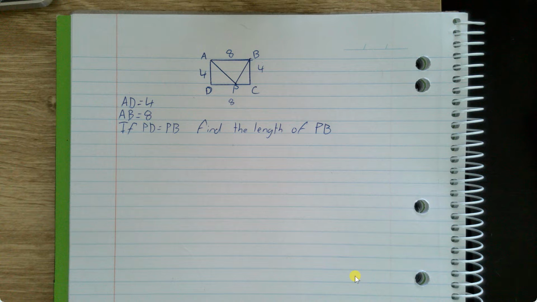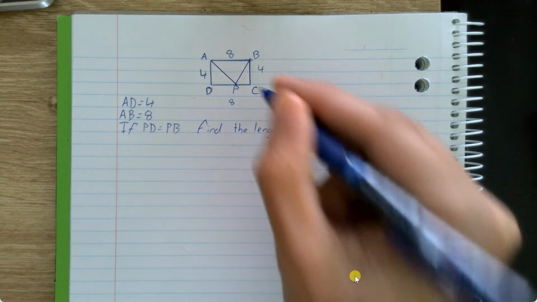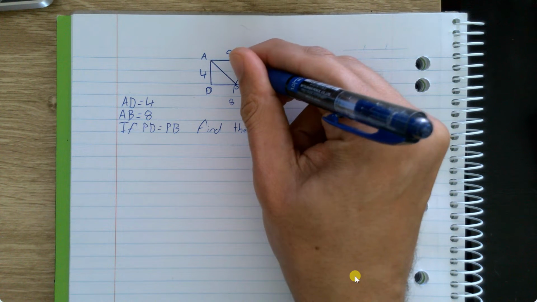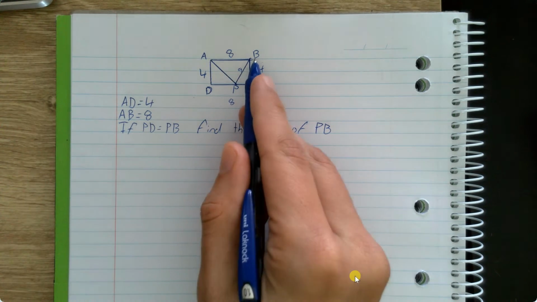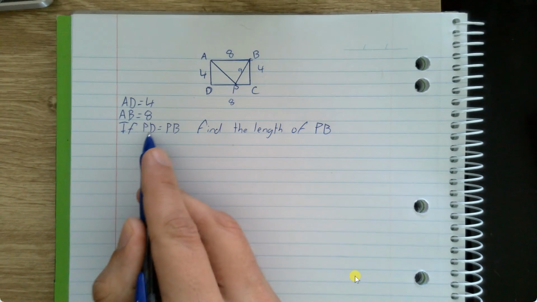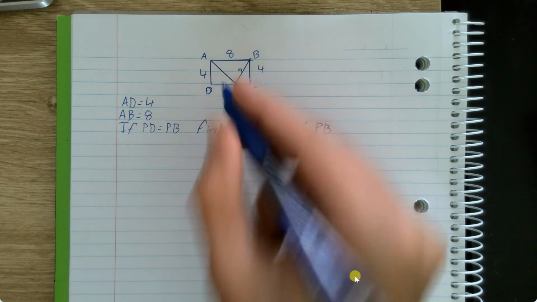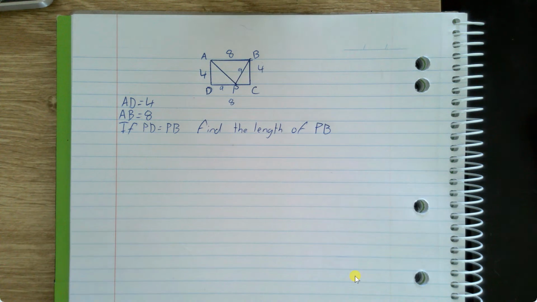So I'm going to call the length from PB, I'm just going to give it a letter because that makes it a little bit easier for me, I find. I'm just going to call that A. And as we know, PB has length A, and we know that that's the same as what PD is, because it says it here, PD equals PB. Okay, so you can call these anything you want, but they need to be the same thing.